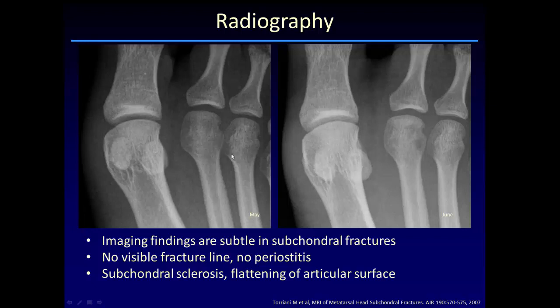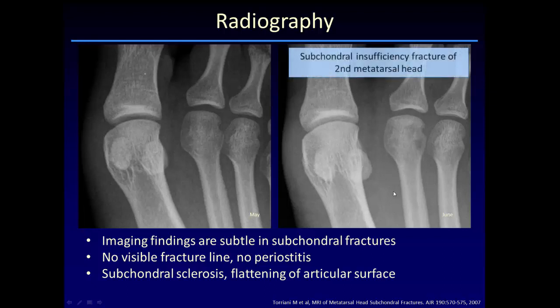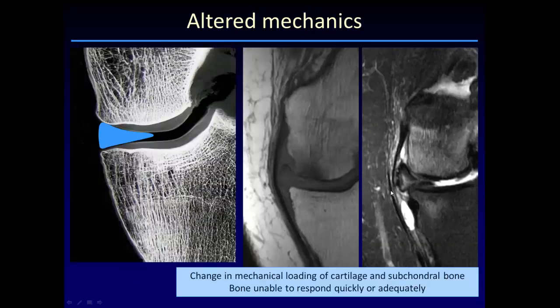Here's another example. The patient in May starting to have some symptoms, but the radiograph is normal. And here in June, we see this band-like sclerosis developing at the head of the second metatarsal. And these were nicely described by Martin Toriani from Mass General several years ago in an article where he outlined that these types of fractures were particularly common in women who wore high heels, which changes weight bearing and tends to overload the metatarsal heads very, very significantly.